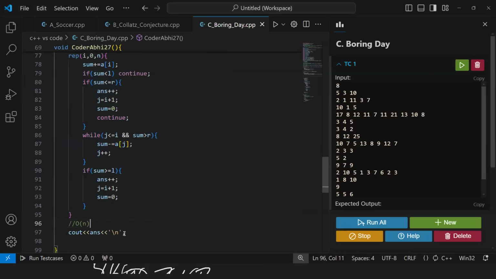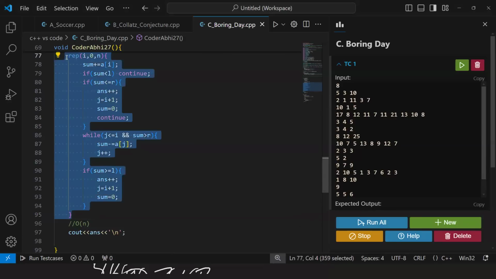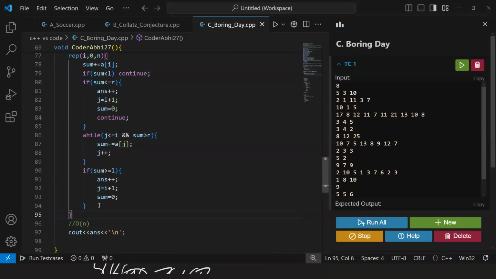Sir, can you please explain the prefix sum with binary search approach also? Prefix sum, I have not thought of that approach as yet. So I can think of that and then only I can tell. Like during the contest, I came up with this approach only. So maybe afterwards, if I can think of that, then I can tell.